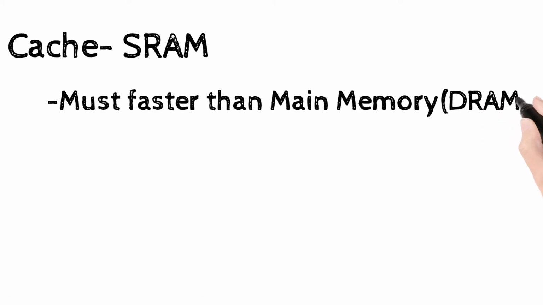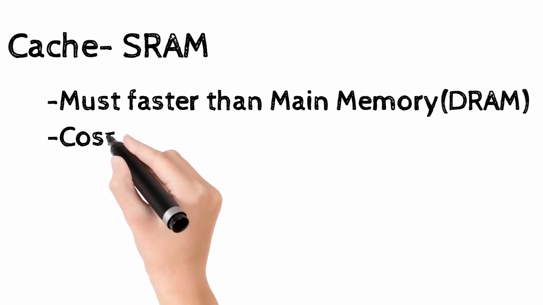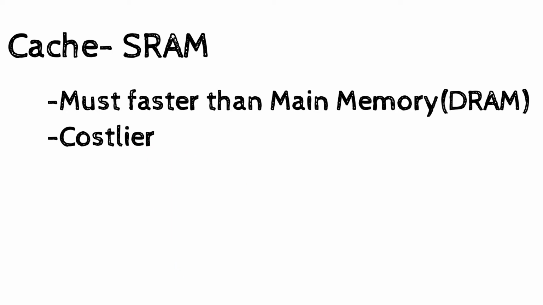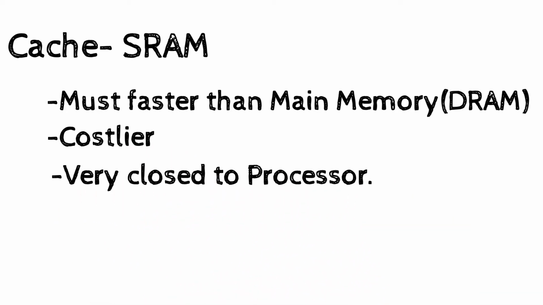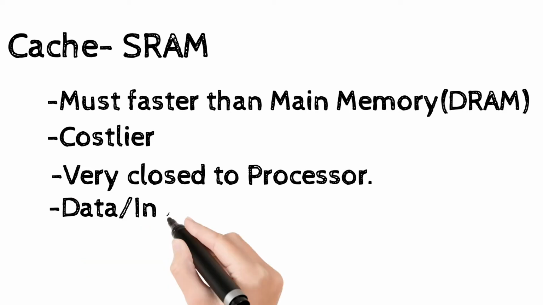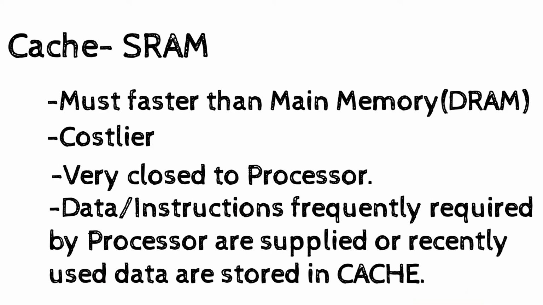Cache is a static RAM. It is much faster than the main memory, that is DRAM. It is also much costlier than the main memory. It is placed between the processor and the main memory, very close to the processor. The data or instructions frequently required by the processor, or recently used data, are stored in the cache.